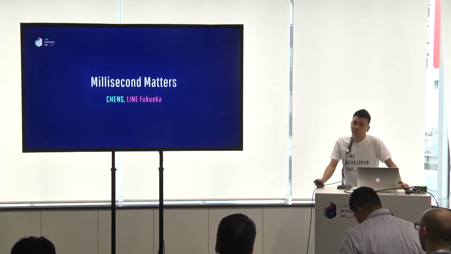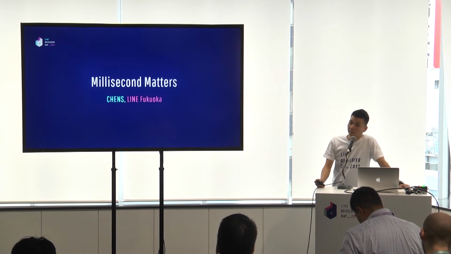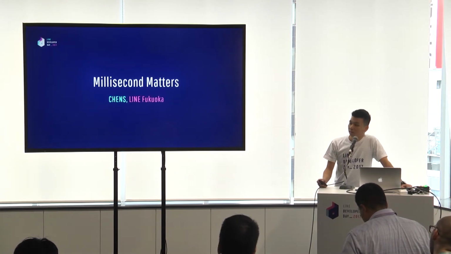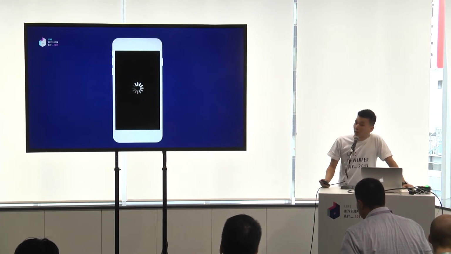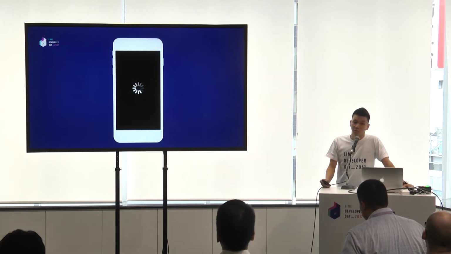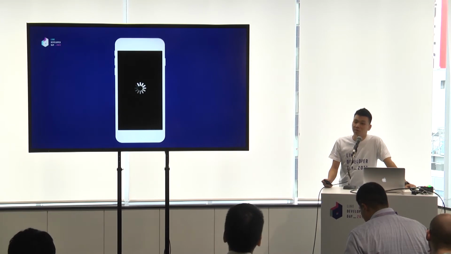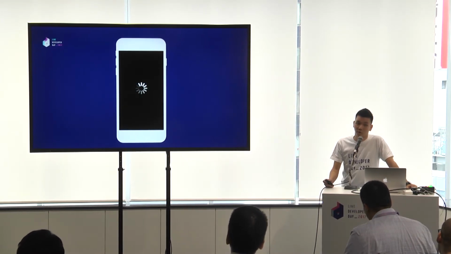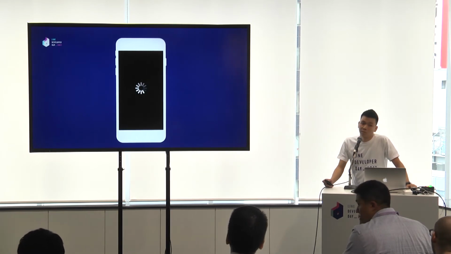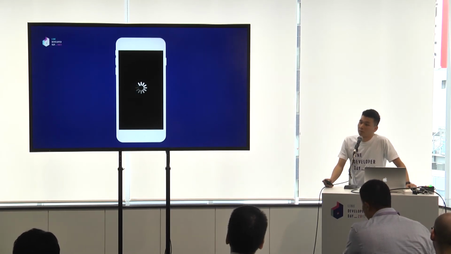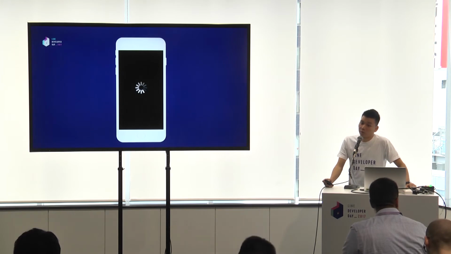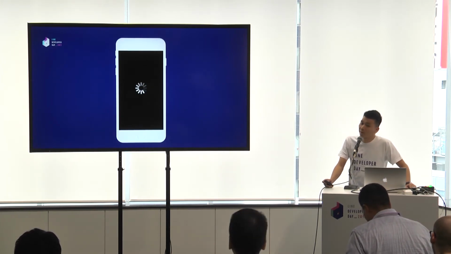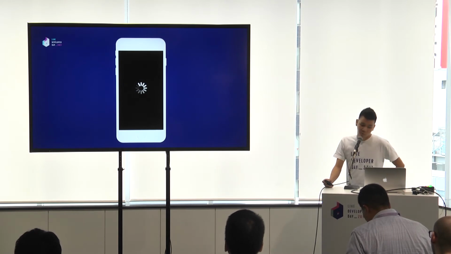And today's topic is about milliseconds matter. This is a story about waiting. Let's get started. I believe everyone is familiar with this one. When you see this spinner, that means you have to wait for a certain while, and you have no idea how long you have to wait. Waiting is painful. Waiting is unpredictable. So you have to optimize the loading time of your app to improve the user experience.